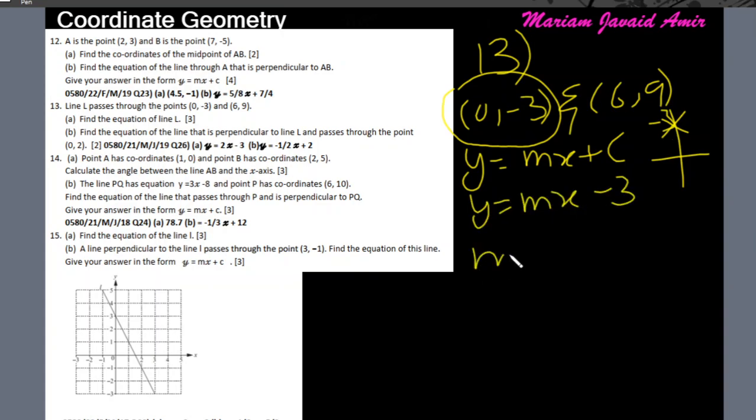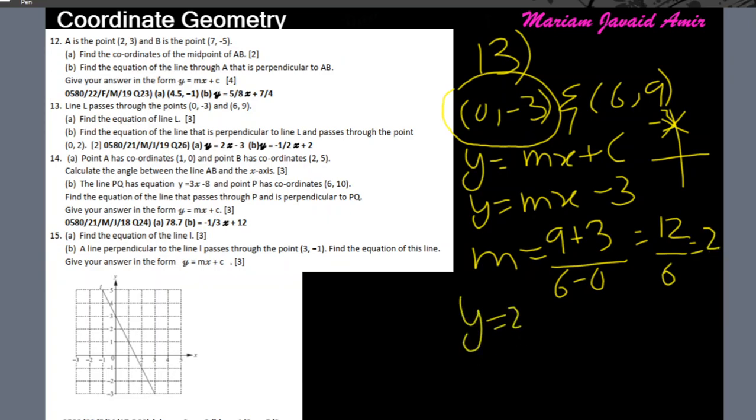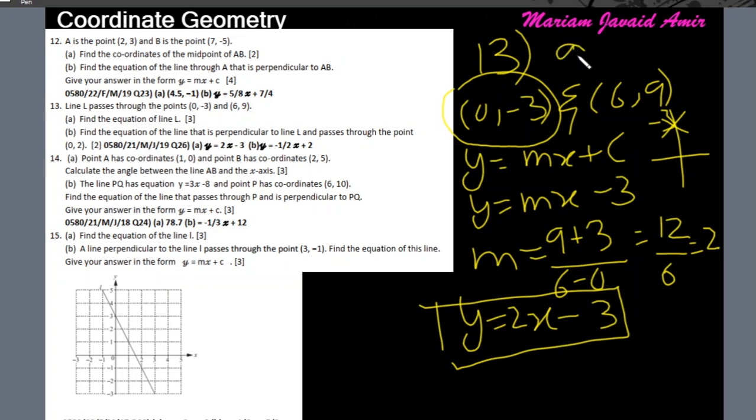Now we need to find the slope, which is y2 minus y1. So y2 minus minus 3 becomes plus 9, minus minus 3 becomes 9 plus 3, over 6 minus 0. So we get 12 over 6, which is 2. So y equals 2x plus c, and c was minus 3. So y equals 2x minus 3 is the answer for 13 part A.